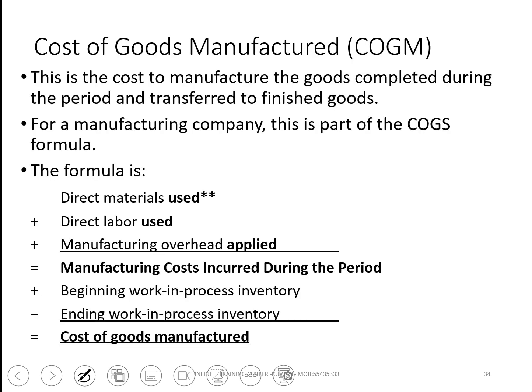Now the next slide is going to tell you how we calculate cost of goods manufactured. So what is cost of goods manufactured? This is the cost of the goods we actually manufactured, meaning we actually completed and made some finished goods, and we have to calculate the cost of that.